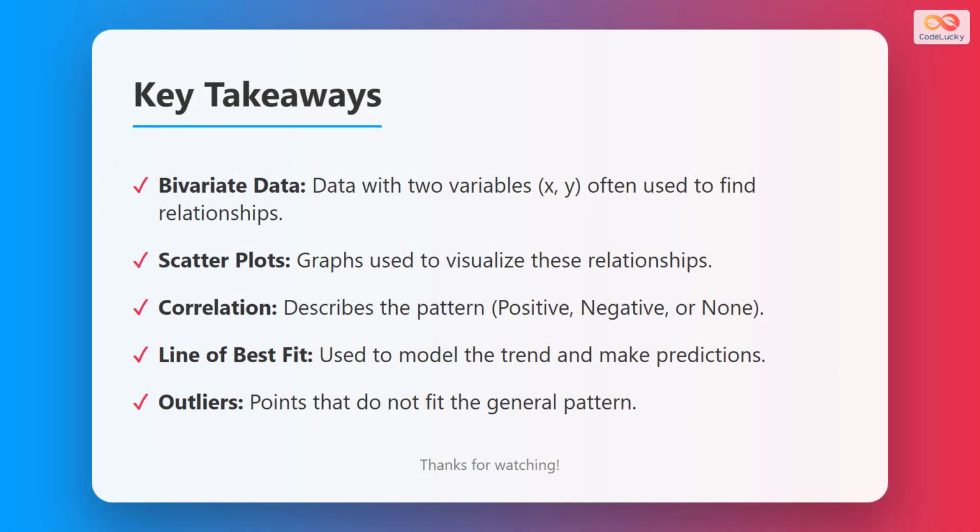To wrap up, remember that scatter plots are the best way to visualize bivariate data. They help us identify correlations, whether they are positive, negative, or non-existent, and allow us to make predictions using the line of best fit.